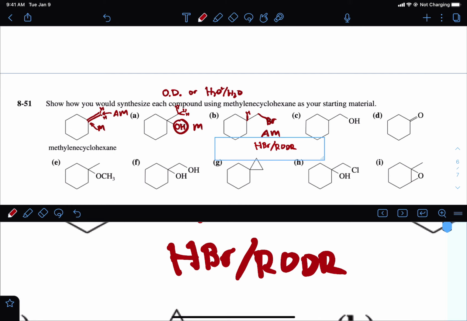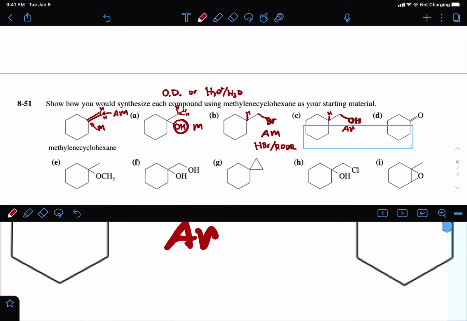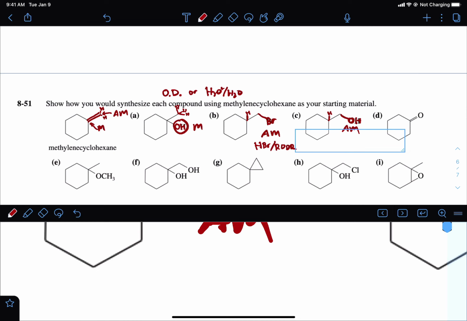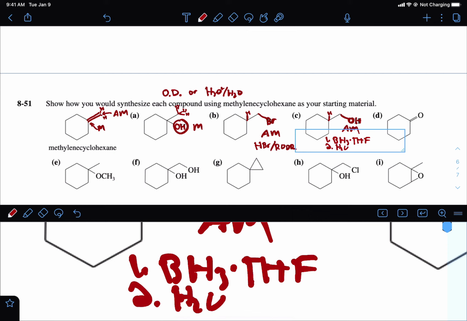All right. Same thing over here. We're adding an OH to that side and an H to the more substituted side. So that is anti-Markovnikov. And we saw on the previous problem, we used BH3 THF for that, anti-Markovnikov HOH, followed by H2O2 and NaOH. That was that hydroboration oxidation mechanism. You can look that up in your book for the exact mechanism of that.